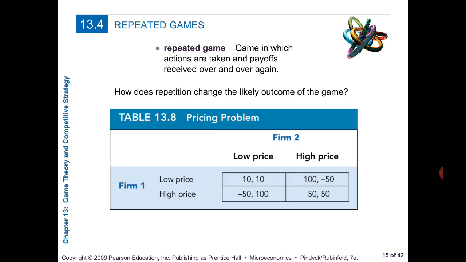In a repeated game, again, we start by checking dominant strategy. Firm 1, dominant strategy exists or not. 10 and 100, negative 50 and 50 doesn't seem to have a dominant strategy. Firm 2, same, 10 and 100, negative 50 and 50. So it also does not have a dominant strategy.